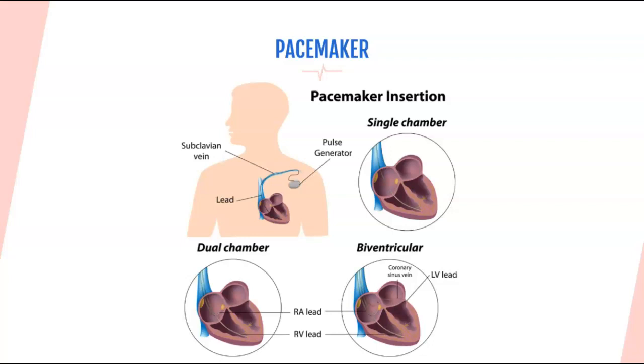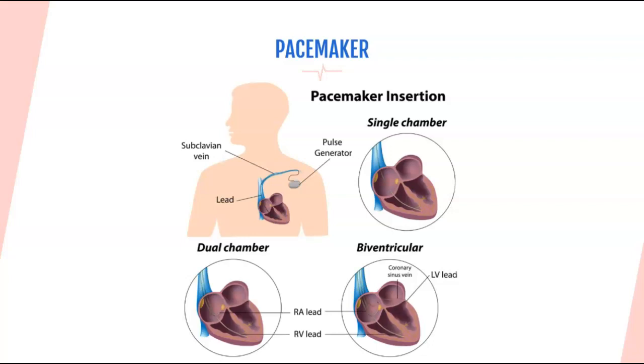A permanent pacemaker is when the battery pack is implanted under the skin, under the clavicle on the right or left side. The battery pack usually lasts around 10 years with a lithium battery. There's different types of permanent pacemakers. There's the single chamber, dual chamber, and biventricular pacemaker.